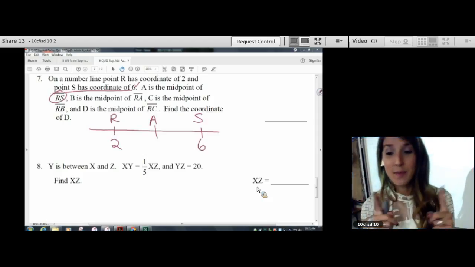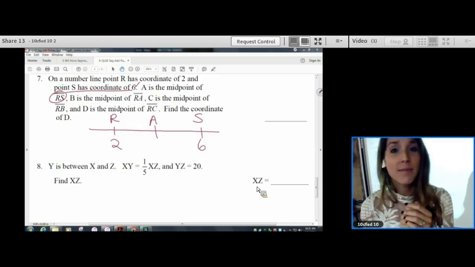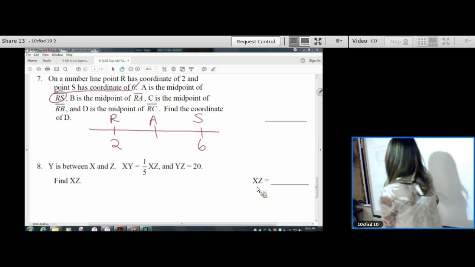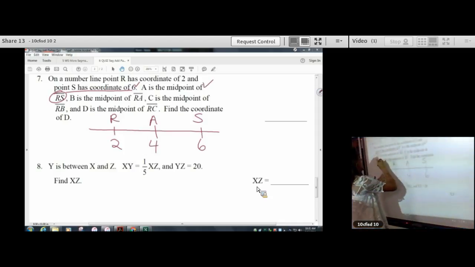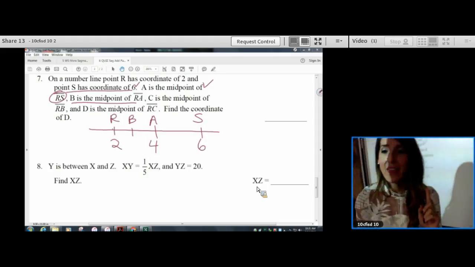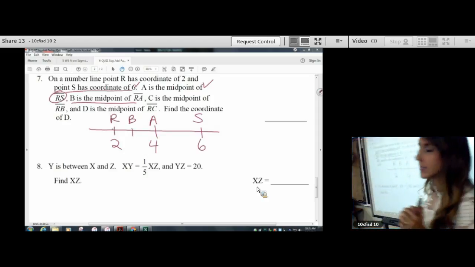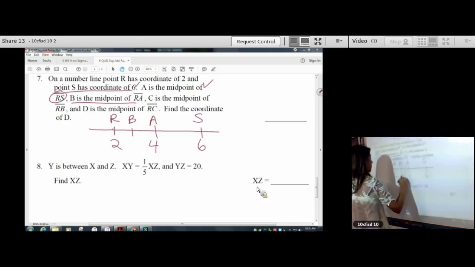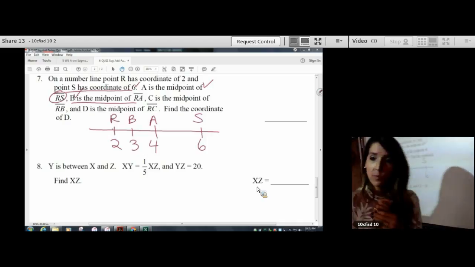A is the midpoint. How do I find the middle? Add them up and divide by 2. 6 plus 2 is 8. 8 divided by 2. Okay, so the coordinate of A is 4. Check, I did that one. B is the midpoint of RA. So now I have to find the middle of RA. I add them up and divide by 2. 4 plus 2 is 6. 6 divided by 2 is 3. So done. I did B.